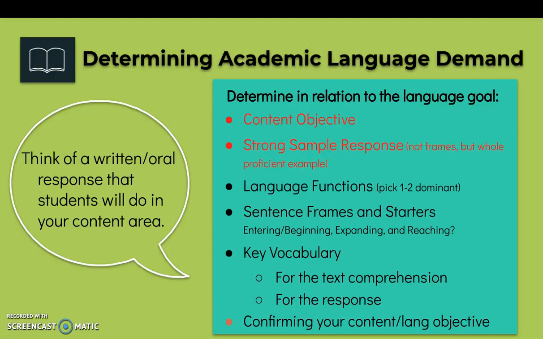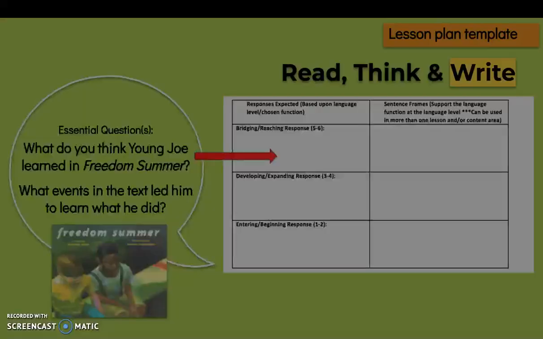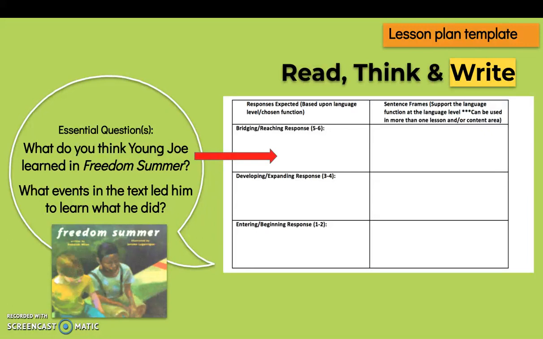So we've just gone through the first part of this process, the content objective. The next part of the process is to think of a strong sample response to that lesson outcome. When we write our strong sample responses, we do not write them as sentence frames first, but as a whole proficient example. This is extremely critical because it helps us make sure that we are hitting the benchmark for the standard and the objective itself. It also helps us make sure we're not missing something or using inauthentic language. So we're going to just dive right in and do this.